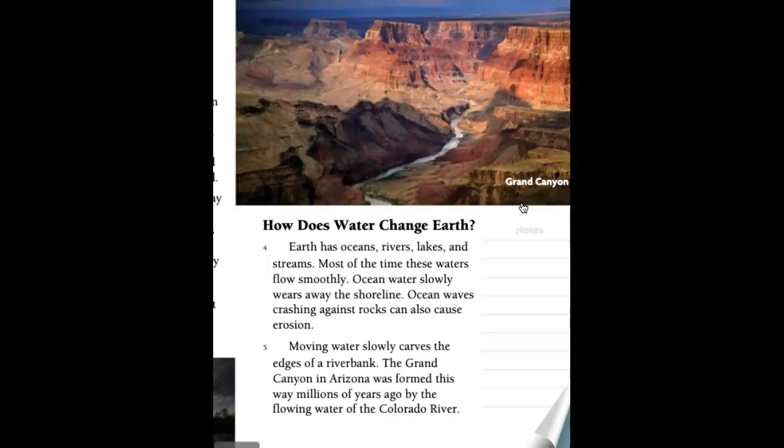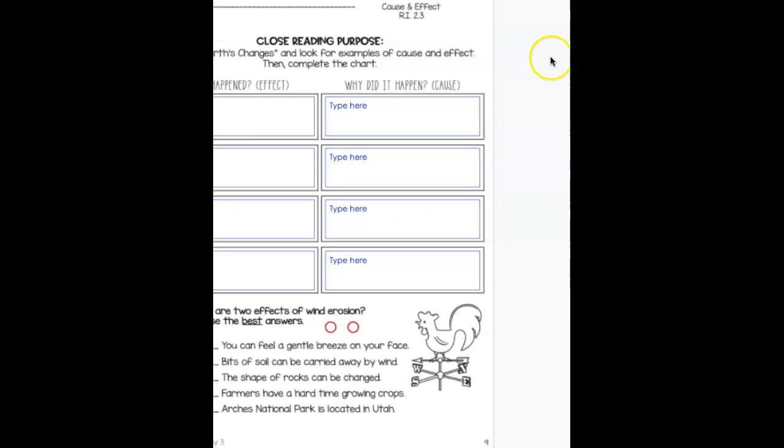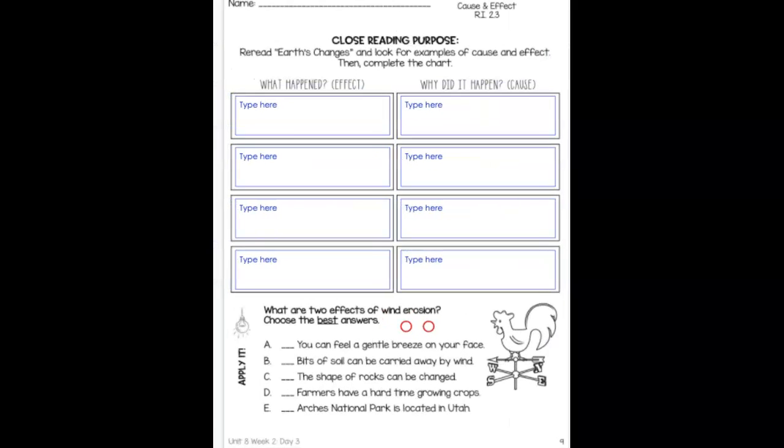So you need to understand that cause and effect, they are two things that are connected. What happened and why did it happen? So the what happened is the effect, and the why it happened is the cause. So let's just put that down. So we're going to put the effect as the shoreline changes. And then why did the shoreline change?